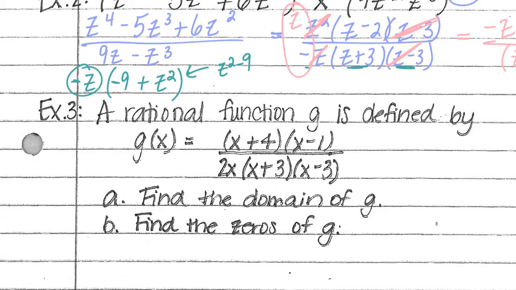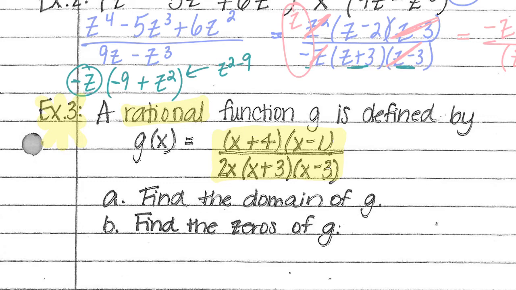All right, this next section is one thing that you guys forget. So I would tell you to star, circle, highlight this because you guys forget this like crazy, and then I test on it and you guys have totally forgotten. A rational function. So now we know that rational functions are these fractions with all kinds of factoring inside of it, or where we might have to factor. G is defined by g of x is equal to x plus 4 times x minus 1 over 2x times x plus 3 times x minus 3.